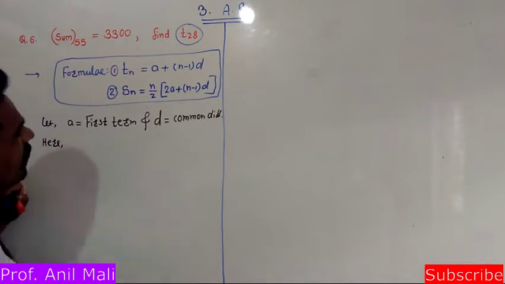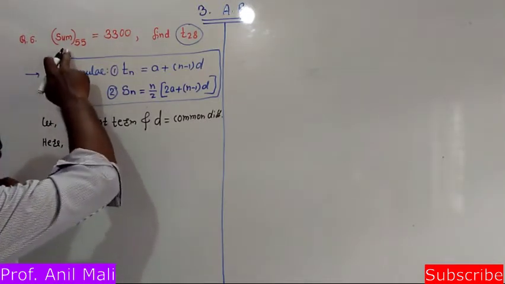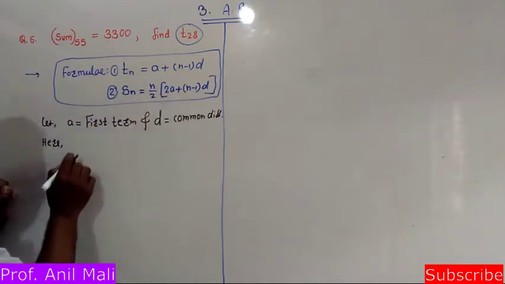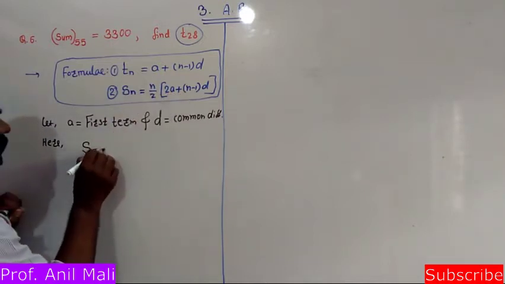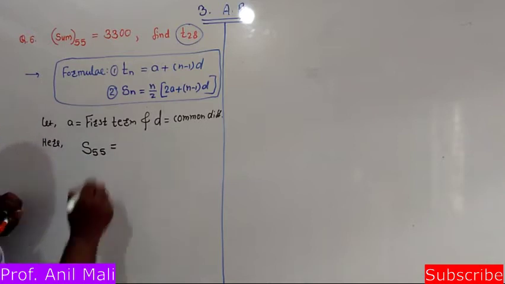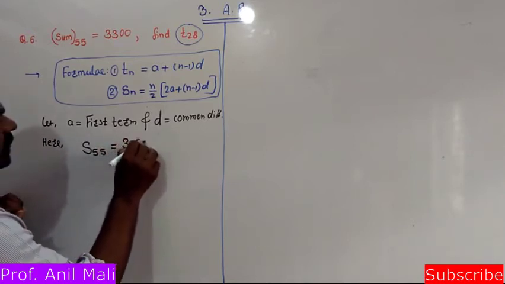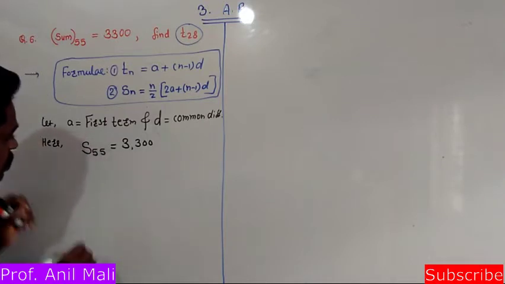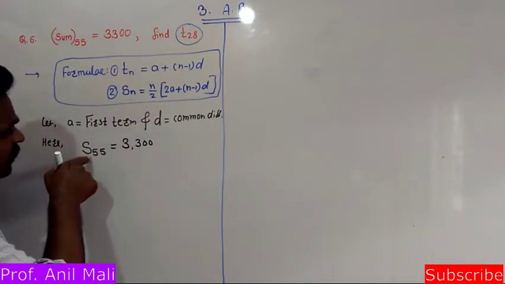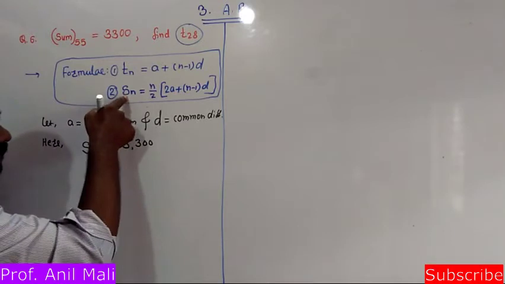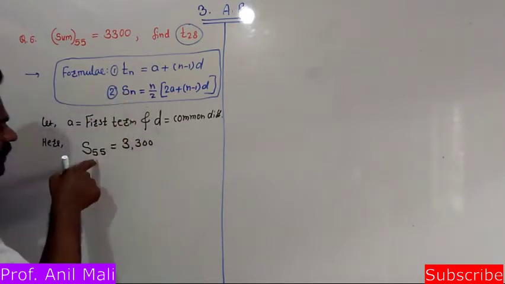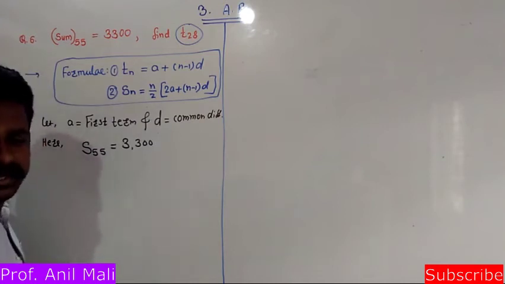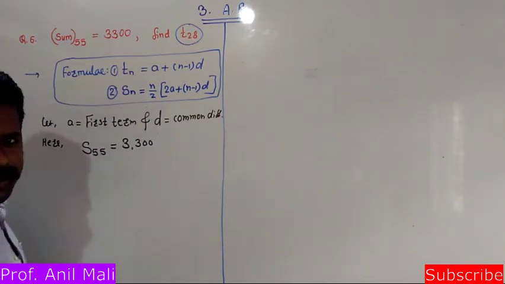Here, what are the terms they have given us? They have given us the sum of 55 terms. Sum of n terms we know that. So the sum of 55 terms, S55, is equal to 3300. Now we will use the formula for sum of n terms. Instead of this n, we have 55 here, so on the RHS also we will replace the value of n by 55.